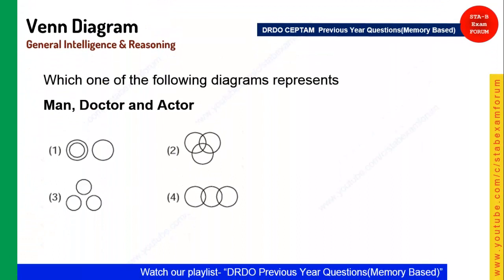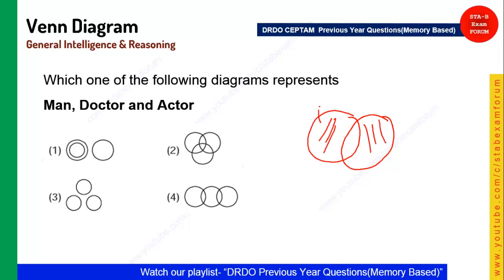Which one of the following diagrams represents man, doctor and actor? So let's draw the biggest category. Here you cannot find any biggest category, all are biggest categories in themselves. So I represent this as man, and let us draw the doctor. Doctor can be man or woman. This represents man, and this represents doctor. So this portion represents only man. This represents the doctors who are men.